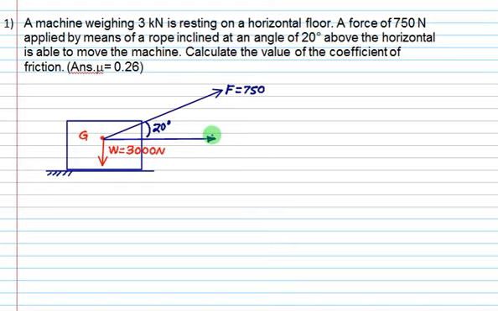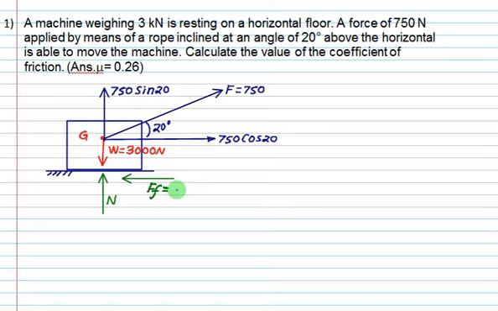So we can resolve this external force as 750 cos 20 and the other one is 750 sin 20. The normal reaction will act vertically upward, and the friction force is mu s into N. The block is on the verge of motion.